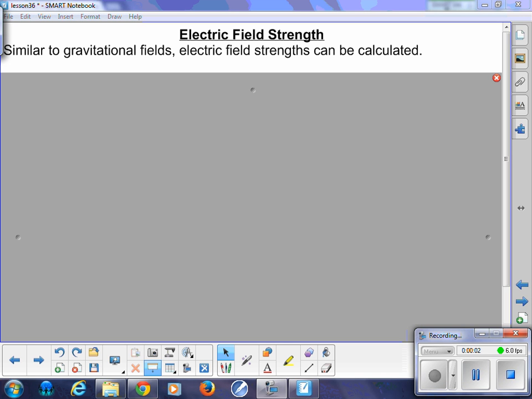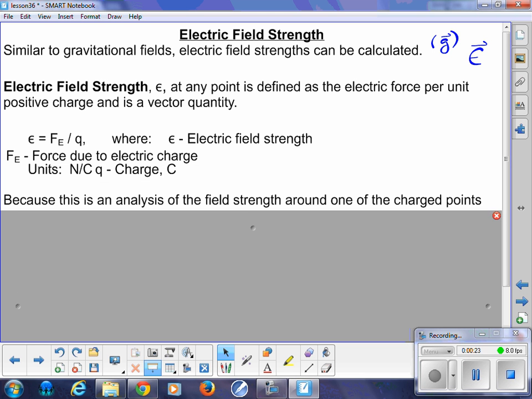Okay, so the previous two videos lead us into the topic of electric field strength, very similar to gravitational field strength. Before, we had the g vector, which was gravitational field strength. Now we have the curvy E, which is our electric field strength. So that is what we are talking about today.